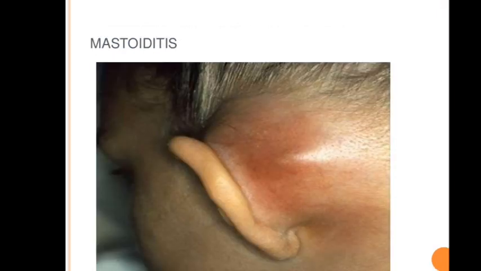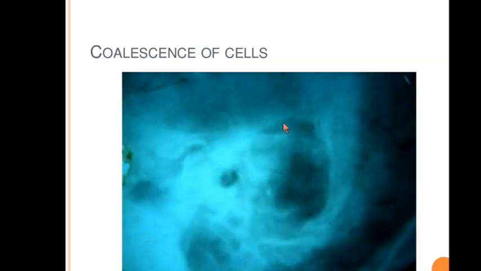And this is how externally it will look. The smooth ironed out appearance of the mastoid. So this is how it looks. And you can see the swelling with absence of post-auricular crease. The groove is lost. On X-ray, what will you see? Coalescence of cells. All the cells now have unified together because the intervening bony septations are gone. So it is looking like one big cavity here. Okay.